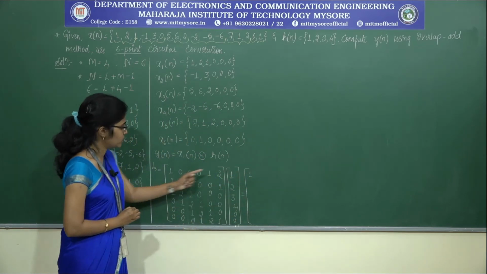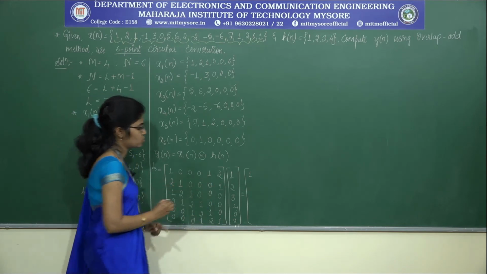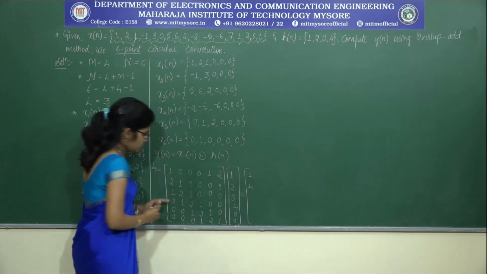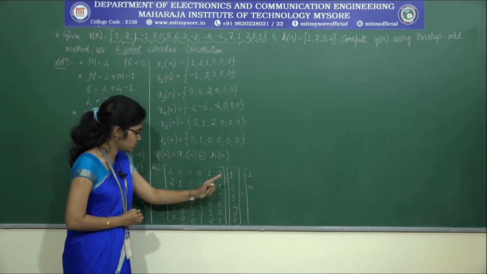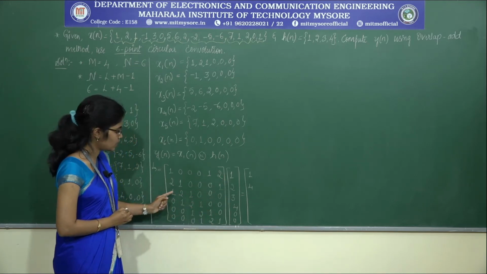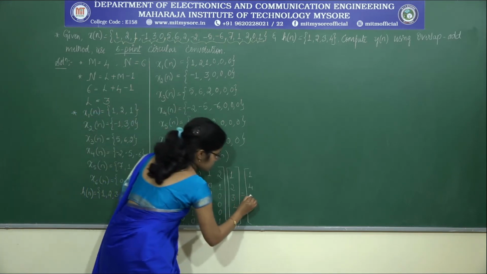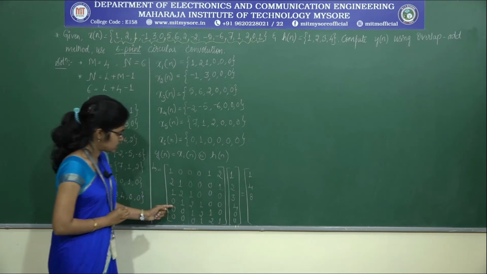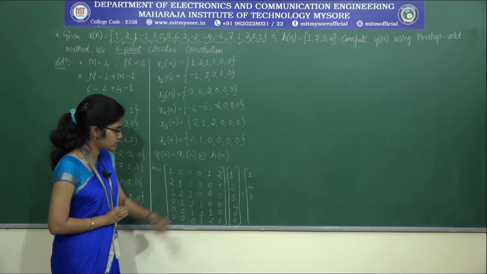Moving on to the next row, 2 into 1 is 2, 1 into 2 is 2, rest of the elements tend to 0, so 2 plus 2 is 4. The third row, 1 into 1 is 1, 2 into 2 is 4, 1 into 3 is 3, so we get 1 plus 4 plus 3, so 1 plus 4 is 5, 5 plus 3 is 8. The next row, 0 into 1 is 0, 1 into 2 is 2, 2 into 3 is 6.